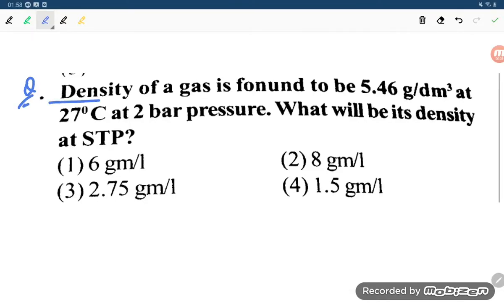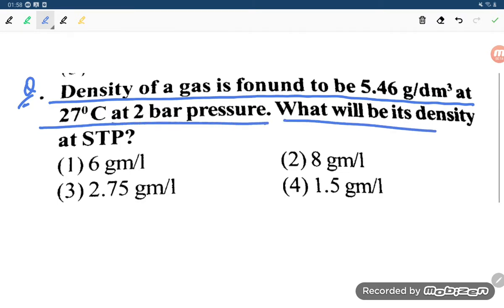They are saying the density of a gas is found to be 5.46 gram per decimeter cube at 27 degrees Celsius at 2 bar pressure. What will be its density at STP?